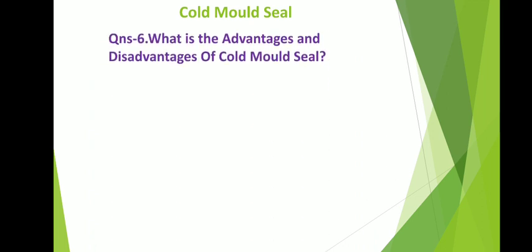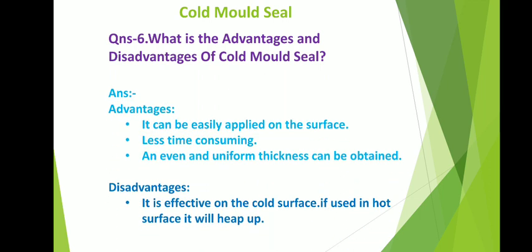The next question is, what are the advantages and disadvantages of cold mold seal? The answer is, the advantages of cold mold seal are, it can be easily applied on the surface, less time consuming, and even and uniform thickness can be obtained. The disadvantage of cold mold seal is, it is effective on the cold surface. If used on a hot surface, it will heap up.